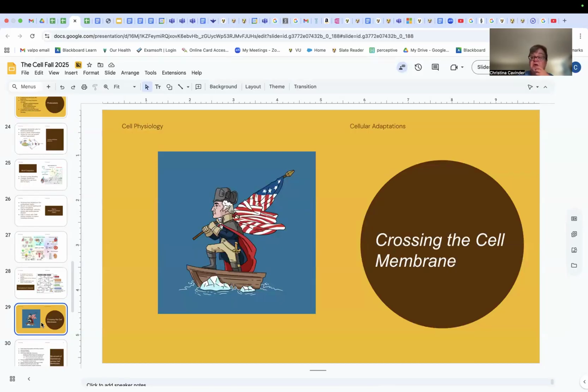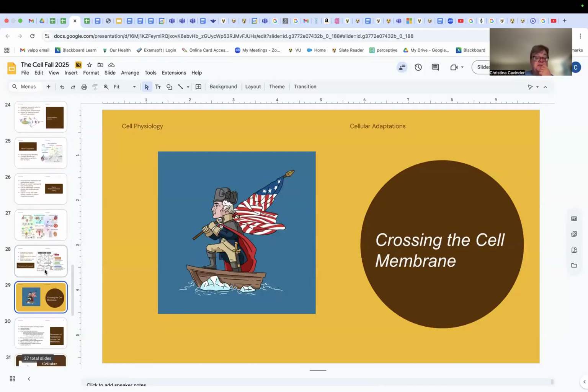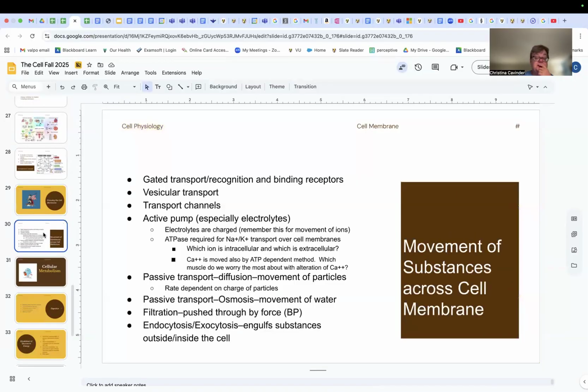So how do we get something across the cell membrane? Movement across the cell membrane depends on what it is as to how easy it is to get across, or how do we stop it. So we have a gated transportation, recognition and binding receptors. So as whatever substance is coming, if it binds to the receptors and the cell needs it, it will pull it in. If it doesn't need it, it won't pull it in.